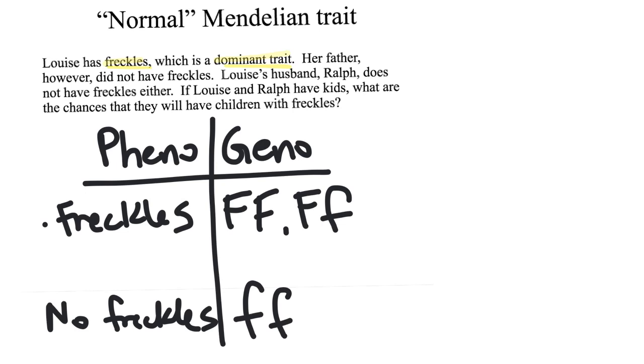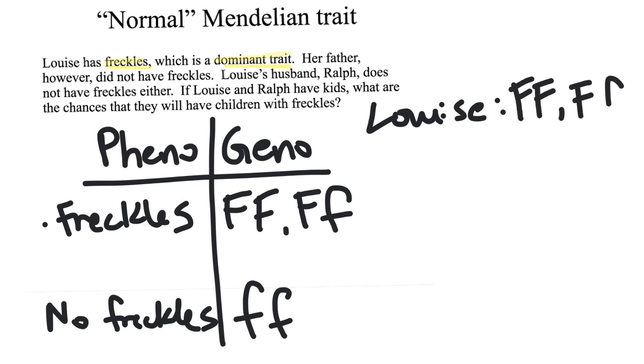Now let's go ahead and figure out the characters in our story. So we have Louise. I'll put her right here. It says Louise has freckles. Okay, I'll go ahead and write down both possibilities. She could be big F, or she could be big F little f. Just from that one statement, we don't know what she is.